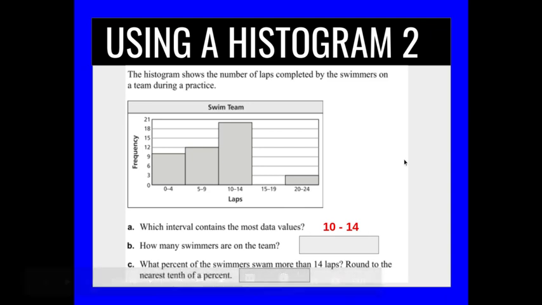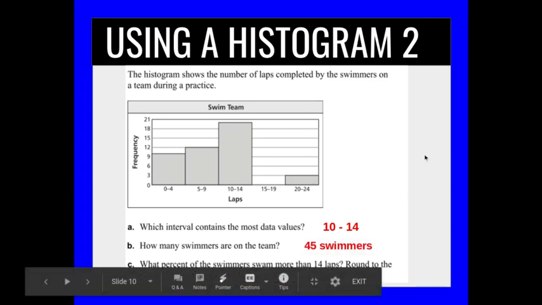How many swimmers are on the team? Okay, well, we're going to look at each of our bars and estimate and add them all up. This looks like 9 plus 12 plus 20 plus 3. If we add them up, we're going to get 45 swimmers.